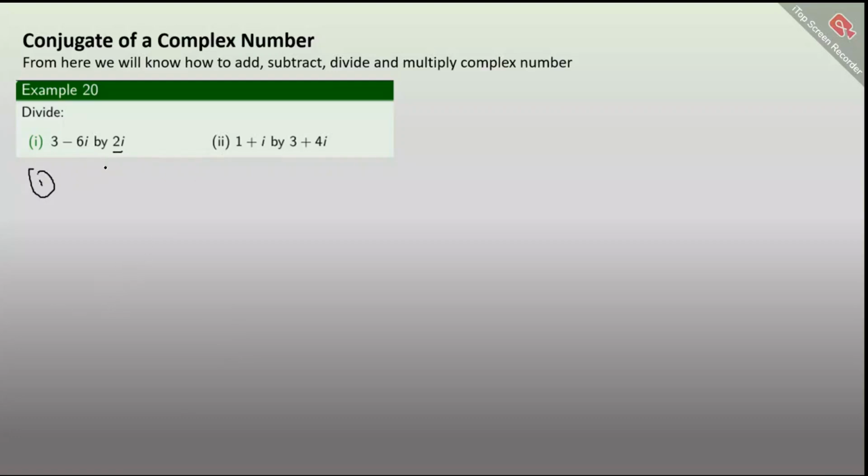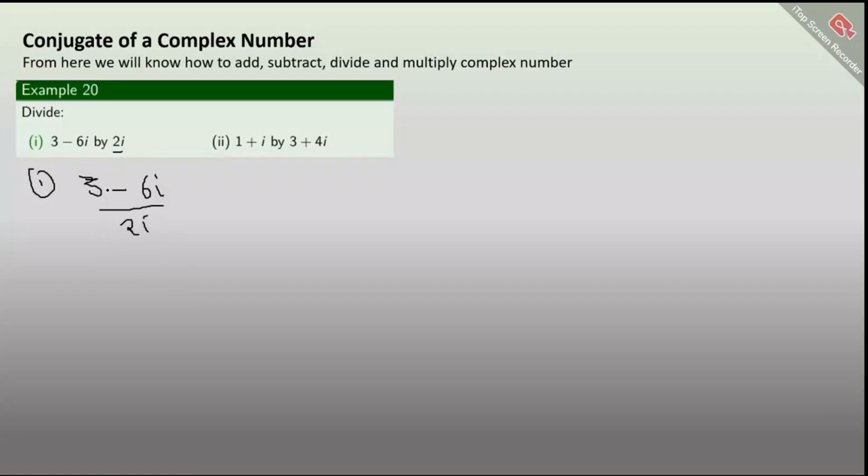Okay, so we have (3 minus 6i) divided by 2 times the imaginary unit. Okay, so what are we supposed to do here? You don't divide the complex number here. These two are direct into what you have on top. No. What do you do?